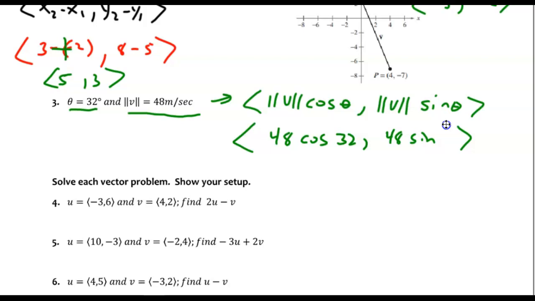Let's just go ahead and punch it in. I realized I made a mistake right there, and I want to fix it. Instead of theta right there, put 32. There we go, 32 degrees. Now, I punched this into my calculator, so we have 48 cosine of 32, and that is going to give us 40.7.